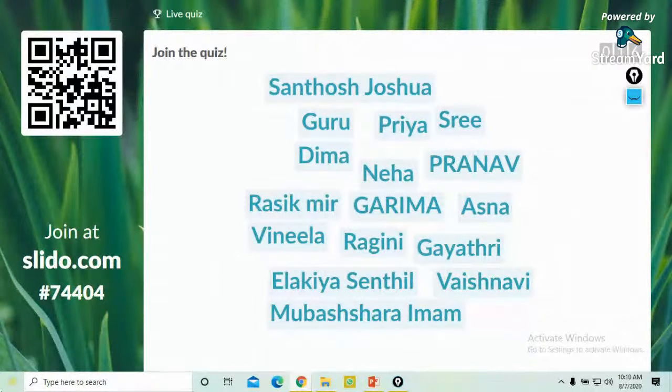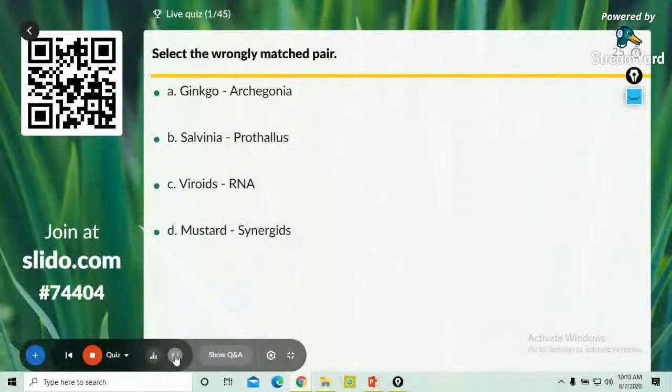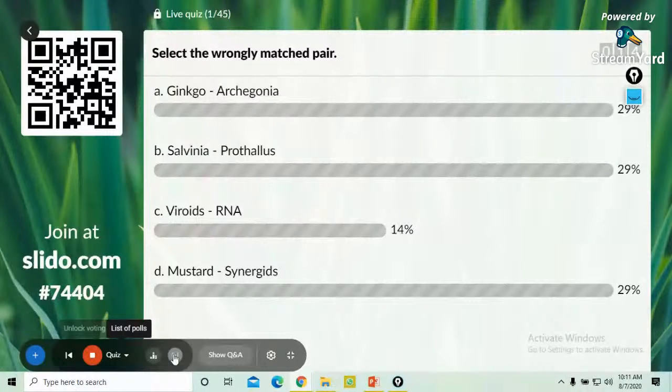So all your eyes on the screen, you have the first question on the screen. Select the wrongly matched pair. Option A, Ginkgo archegonia. B, Salvinia prothallus. C, viroids RNA. D, mustard synergids. Yes, the correct answer for the question is option B, Salvinia prothallus.